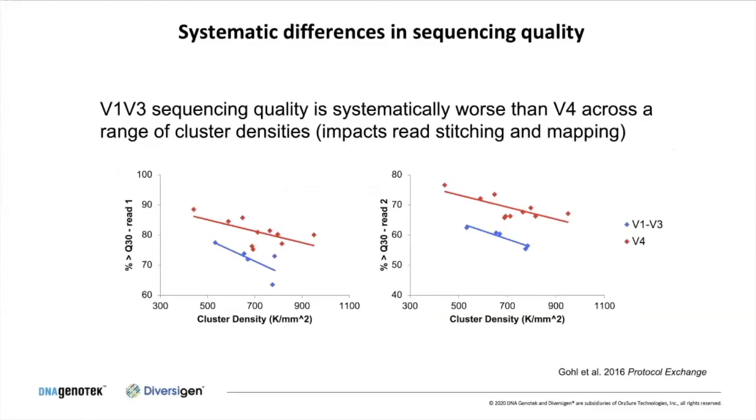We've also found that longer amplicons tend to have systematically worse sequencing quality across a range of cluster densities. So for the sequencing aficionados out there, you may know that as you increase cluster density, increase yield, you tend to see lower quality scores. And you can see that trend in these plots. But what we found is that across a range of cluster densities, V1, V3 tends to have lower sequencing quality than V4. And this can impact both your ability to stitch those reads together and the number of reads that you can effectively analyze in those samples. And then ultimately your mapping and the reliability of your ability to map these reads to a database.